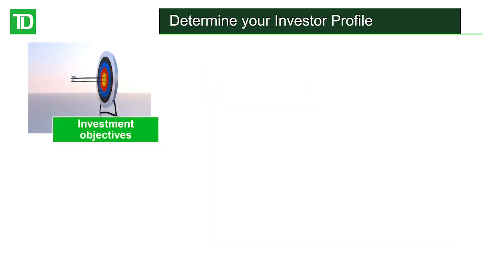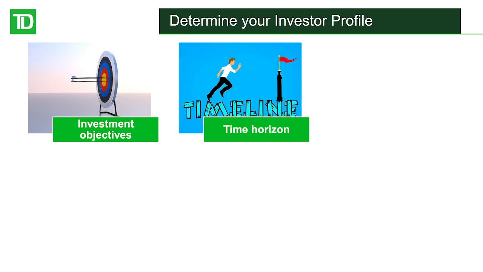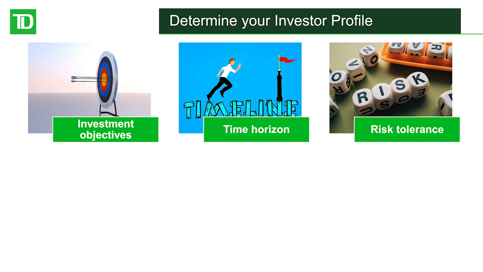And then also consider time horizon. So what is your time horizon? When would you need access to the money from your investments? And risk tolerance. We have mentioned a little bit about risk tolerance before, but the key here is really based on your investor profile. And you have to consider that different types of investments carry different risk levels. So that is the key here. And every individual's risk tolerance would be different.